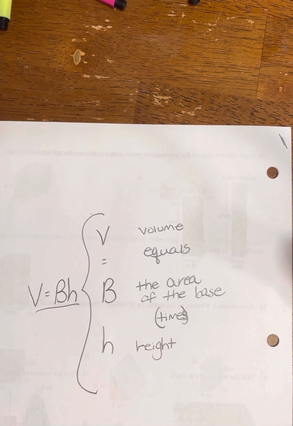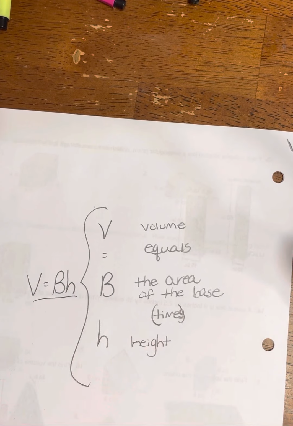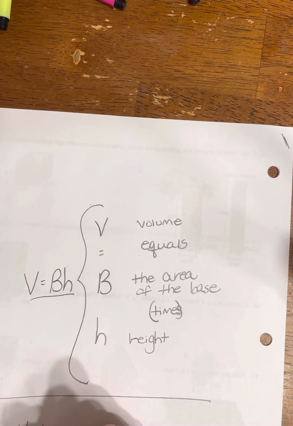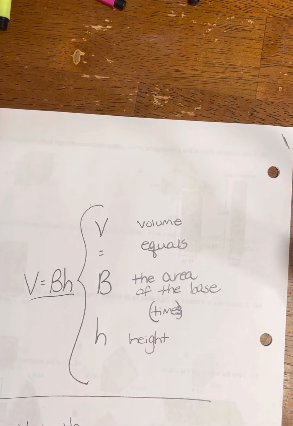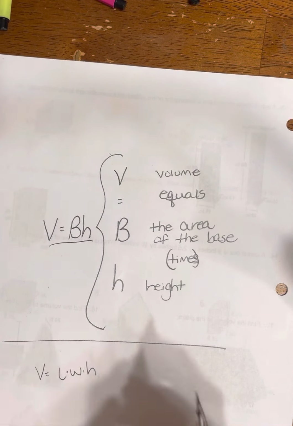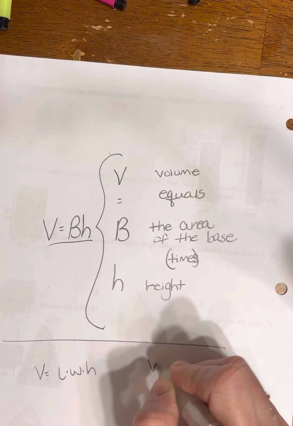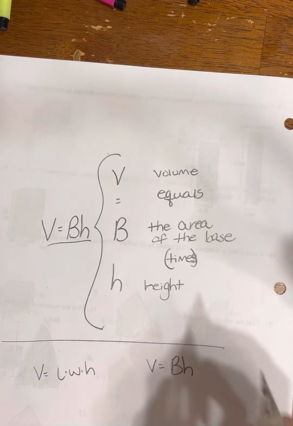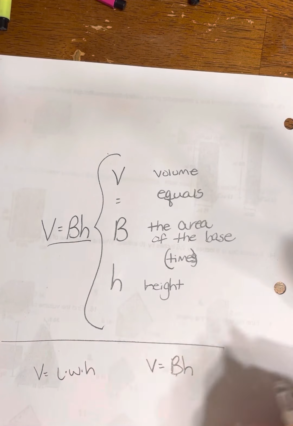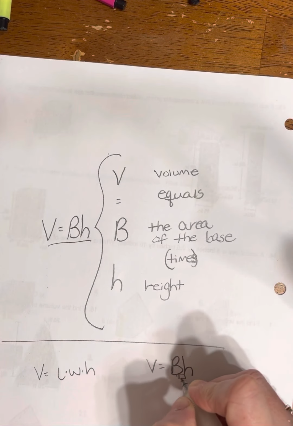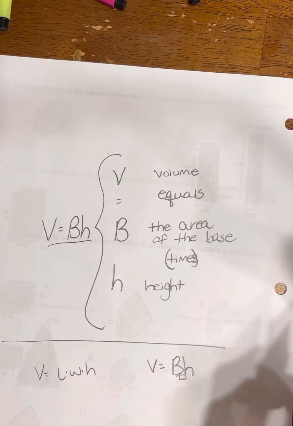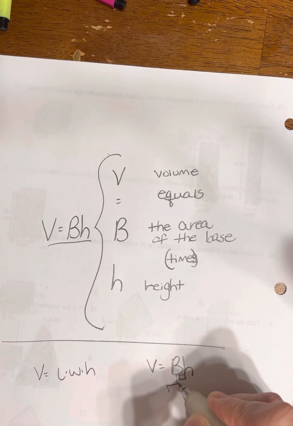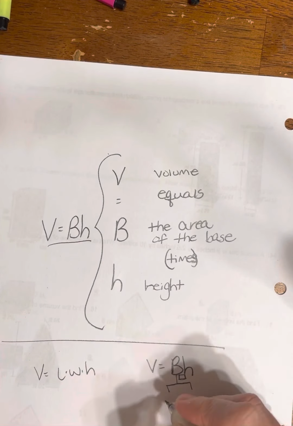Now, you did volume of rectangular prisms last year, and you were told that volume equals length times width times height. Well, that's not necessarily true. What you were told last year was volume equals big B H. And it just so happens that the big B that you were dealing with was a rectangle. Your big B was a rectangle. So that is length times width times height.